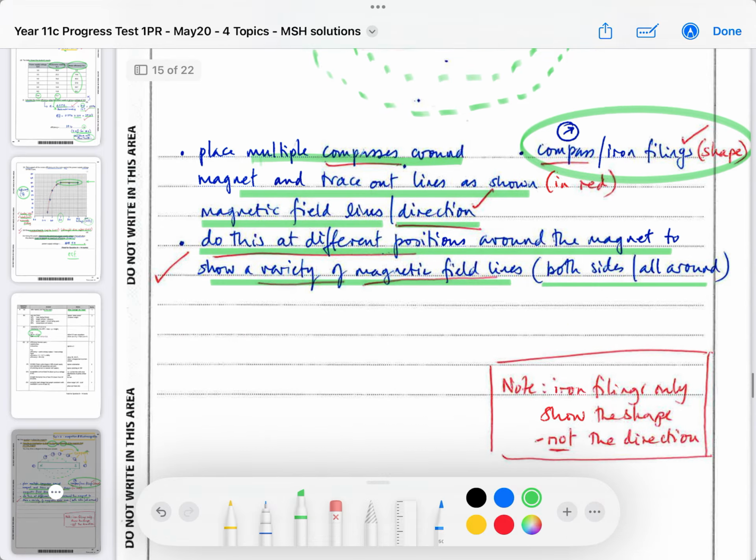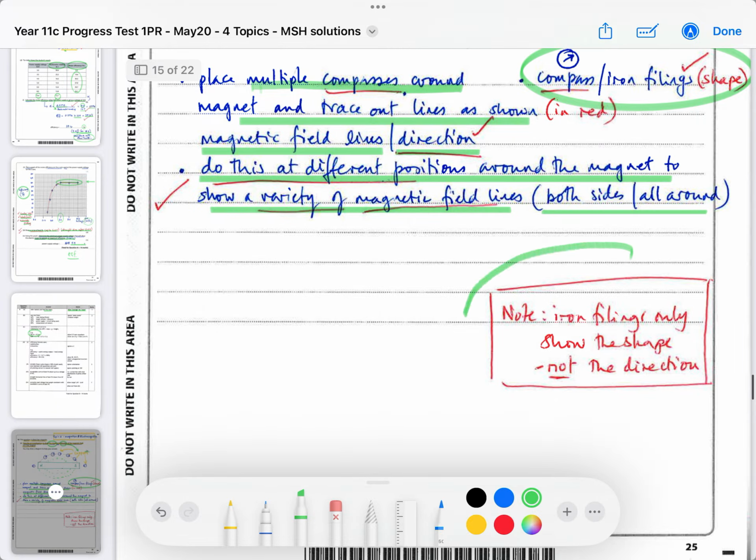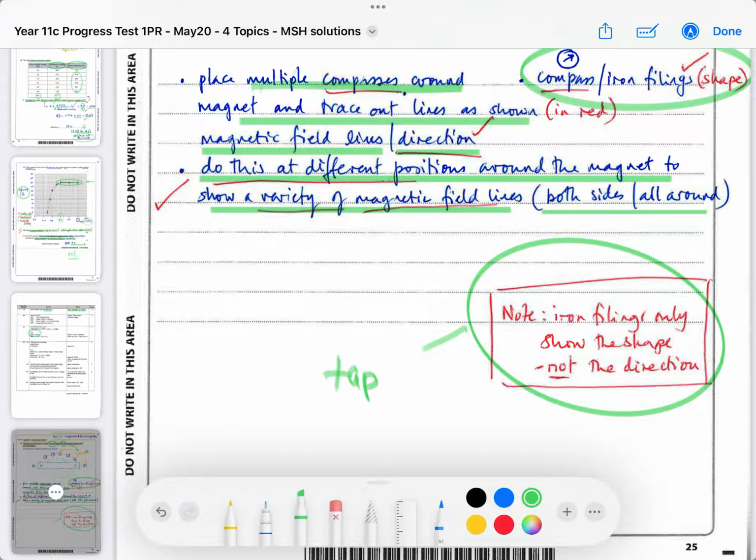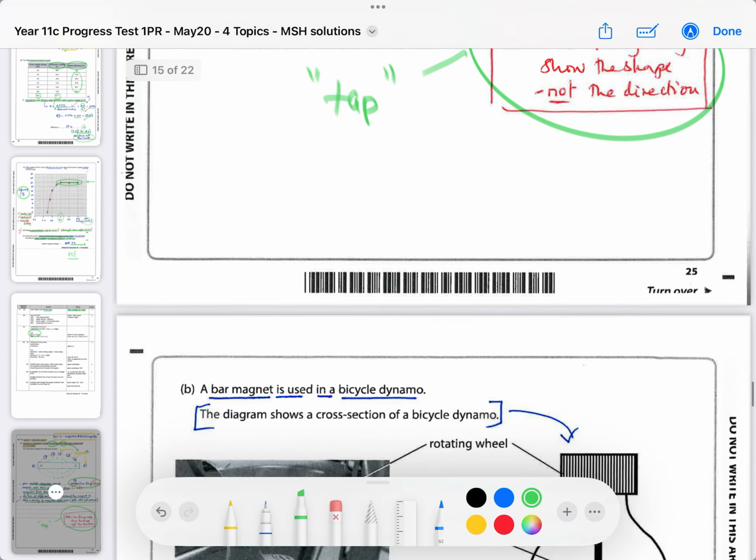So remember this note: iron filings only allow you to determine the shape, and if you're doing iron filings, you need to say you have to tap the card. You put the iron filings on the card, you put the magnet underneath the card, and you tap it so the iron filings move into position, if you like. So remember to say that you have to tap the card. That will get you 2 marks if you use iron filings. If you use the compass method, you get 3 marks.